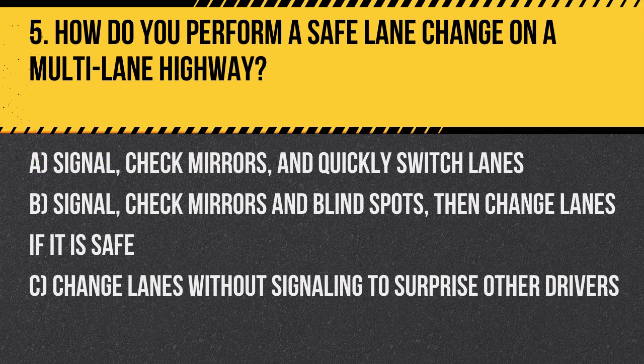Question 5. How do you perform a safe lane change on a multi-lane highway? A. Signal, check mirrors, and quickly switch lanes. B. Signal, check mirrors and blind spots, then change lanes if it is safe. C. Change lanes without signaling to surprise other drivers.